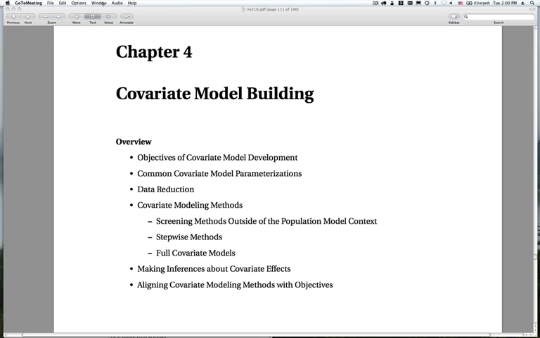So we're going to start today with an overview, talking about the objectives of covariate model development, but then get right into some of the practical pieces, including the common covariate model parameterizations, talk about something called the data reduction step, and then the methods of building covariate models, and there were various methods that I'll review with you today. Finally, ending up with a discussion about making inferences about covariate effects, and then aligning the covariate modeling methods with the objective of the analysis.